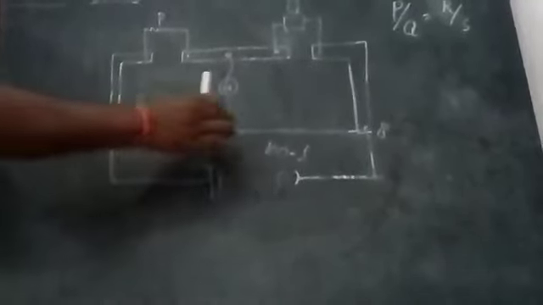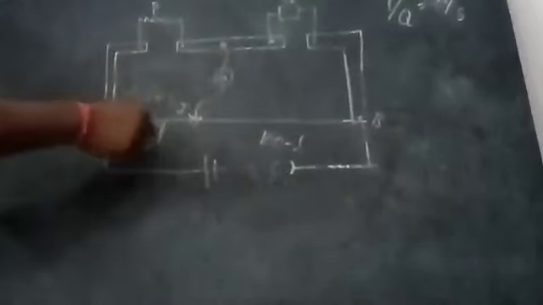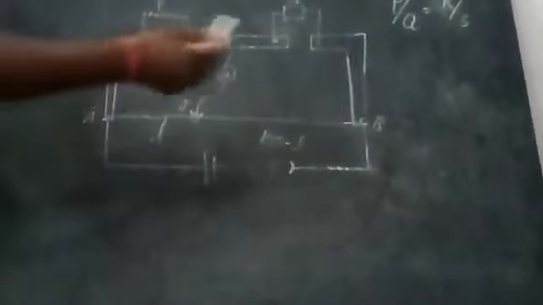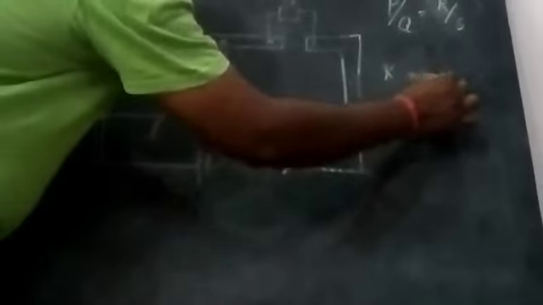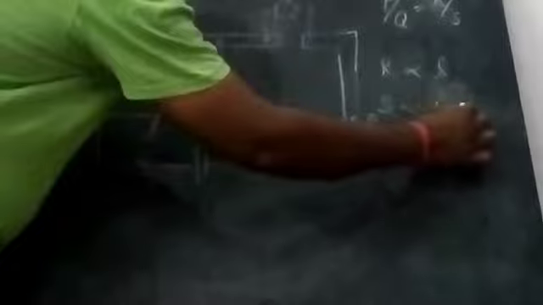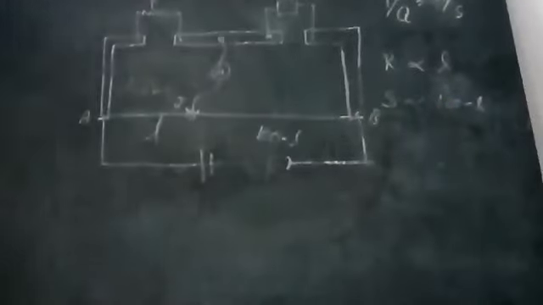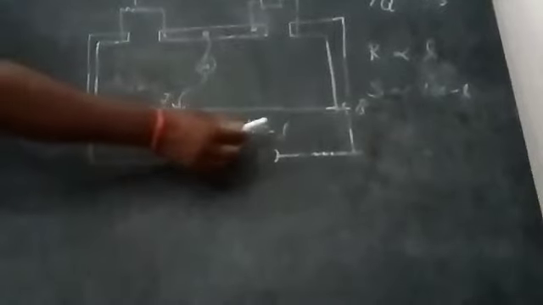One part is L, another part is 100 minus L. The resistance R is proportional to L, and the resistance S is proportional to 100 minus L. That means R and S are proportional to L and 100 minus L.